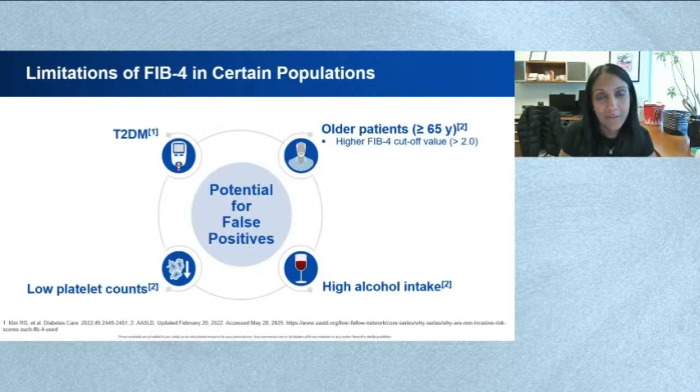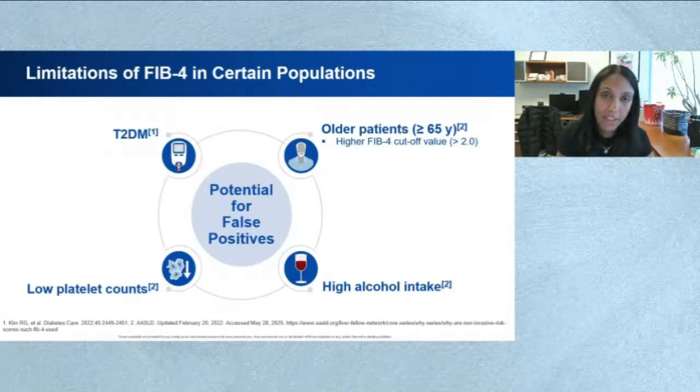the calculation for the FIB-4 score, patients who have low platelets from other etiologies can have an elevated FIB-4 score. And then alcohol intake. So patients who consume alcohol will have a shifted ratio in their AST and ALT. They'll often have a higher AST to ALT ratio, and that also is in the FIB-4 calculation. So you can get a higher FIB-4 score in patients who have high alcohol intake.